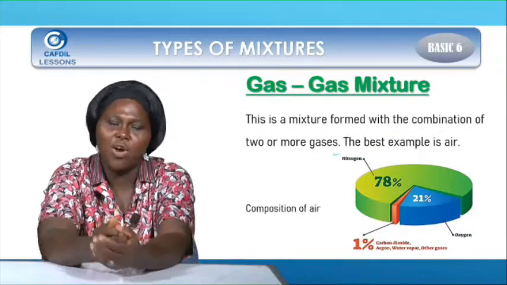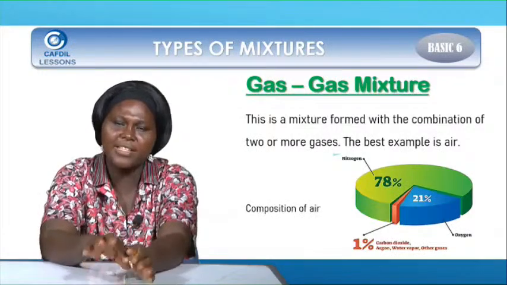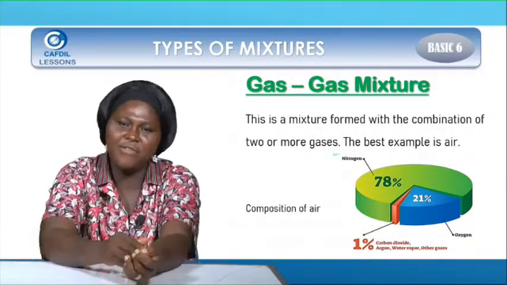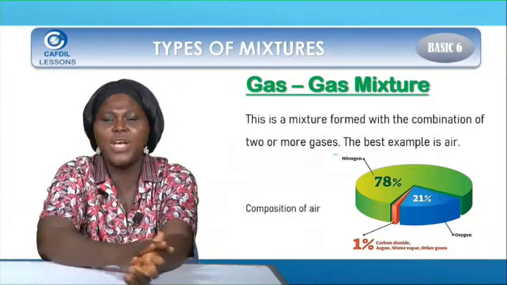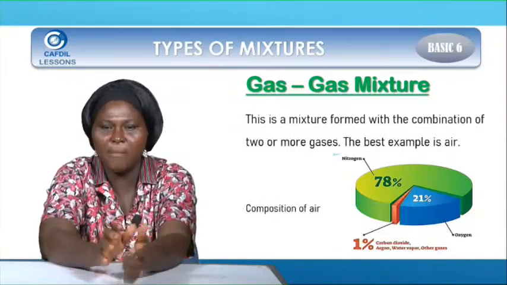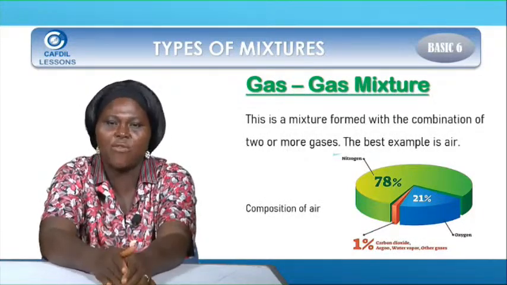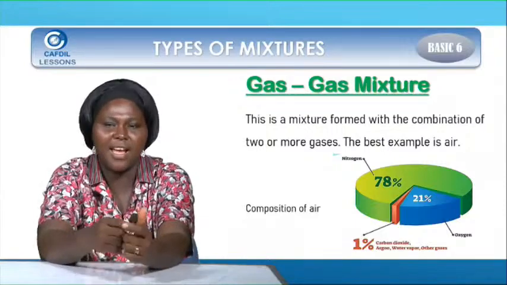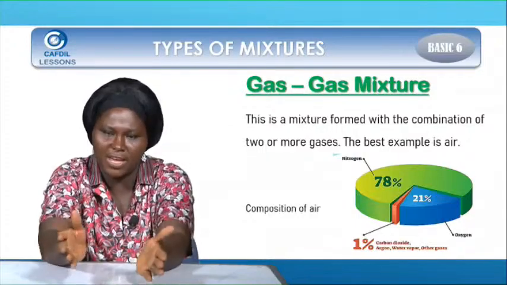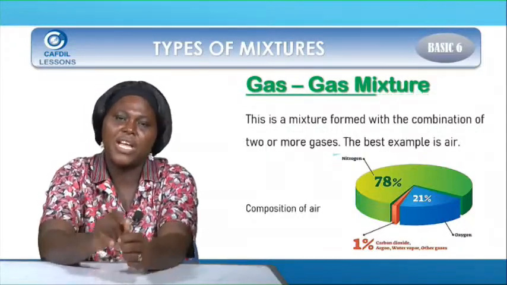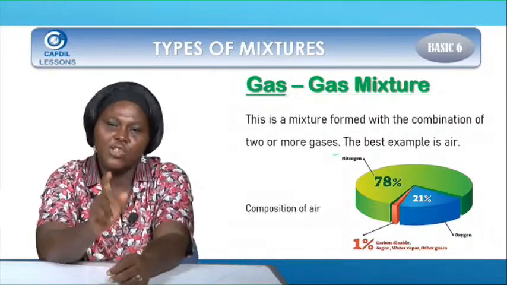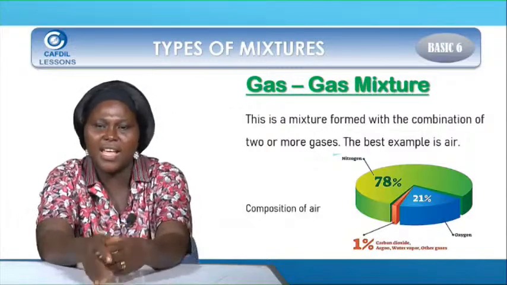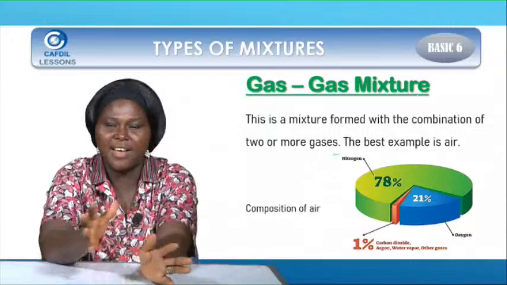Now let's look at a chart on our screen. The air in the atmosphere is made up of 78% nitrogen, 21% oxygen, and 1% carbon dioxide and other gases like argon, water vapor, and others. This is the composition of air.